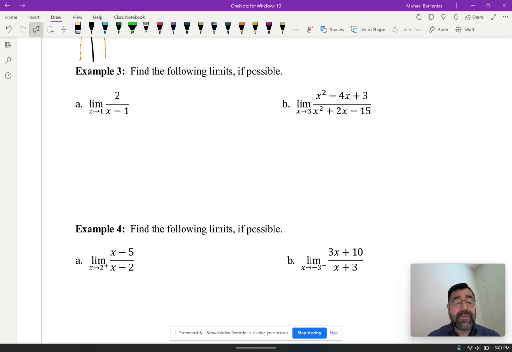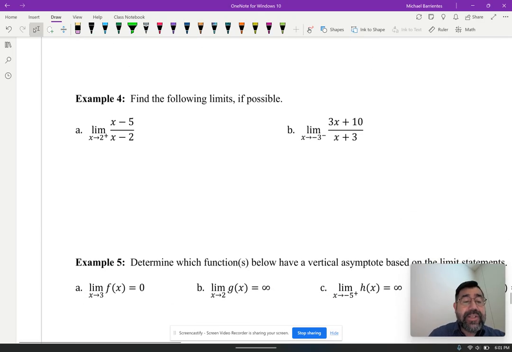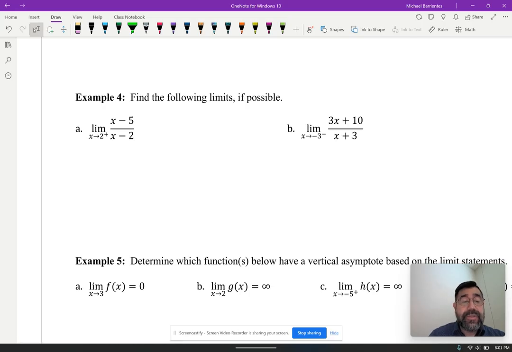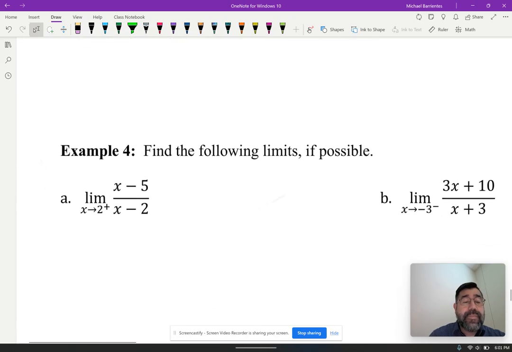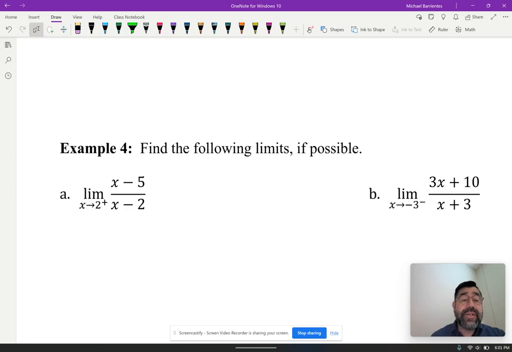Let's do a couple of these. We're not going to do them all, but let's do a couple of these. I'm actually going to do example 4 first. Can we find the limits? So what do we do whenever we're finding limits? Well, we apply the limit rules. The limit rules say, hey, substitute and do direct substitution into the numerator and into the denominator based on the x value that we're getting closer and closer to.